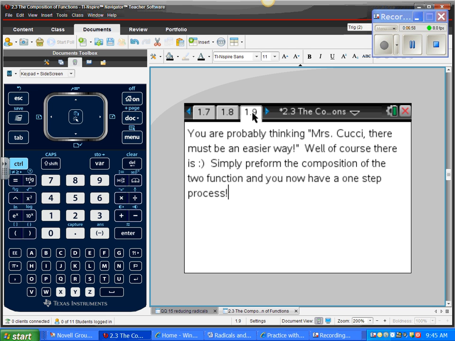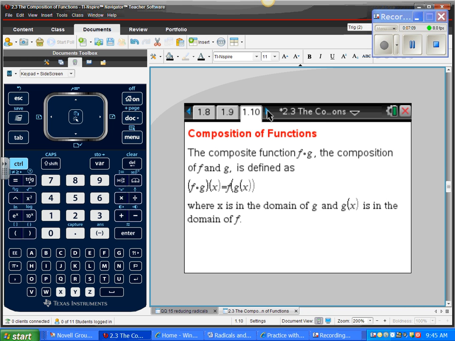You're probably thinking, Mrs. Cucci, there must be an easier way. Of course there is. Simply perform the composition of the two functions, and now you have your one-step process, which we already took you through. Okay? So composition of functions, the composite function f of g, that's another way to write it, the composition of f and g, is defined as f of g of x equals f(g(x)). So you're going to see it written both ways. Where x is in the domain of g and g of x is in the domain of f.